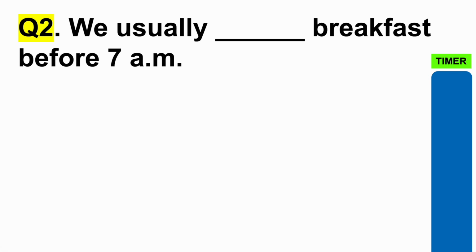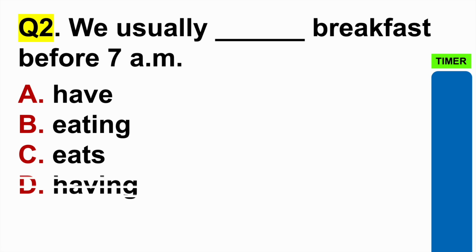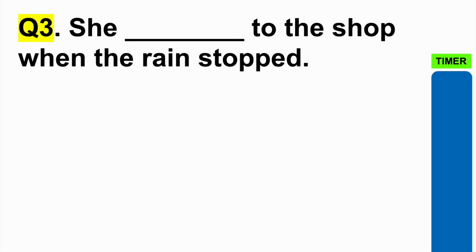English proficiency test question 2. We usually blank breakfast before 7 a.m. Is the correct answer A, have, B, eating, C, eats, or D, having? Here is your timer. Tell me in the comment section your answer. Well done.